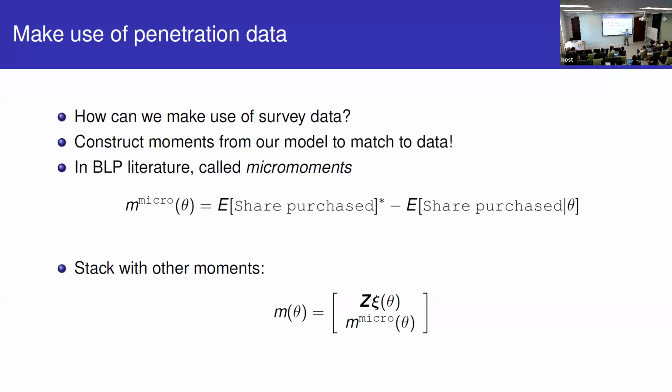Here I'm using something about new purchase versus repeat purchases, but in other contexts you might be interested in, is it big households buying big cars or something like that? You can imagine all kinds of micro moments that you can build in from whatever survey data is out there. And this turns out to be a really powerful way to improve the quality of BLP type results.